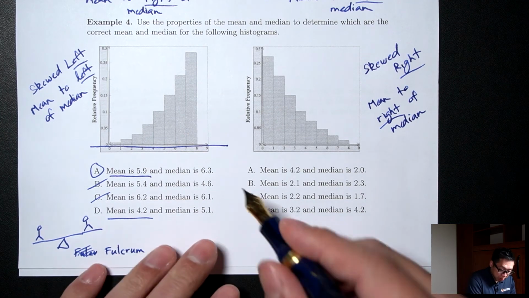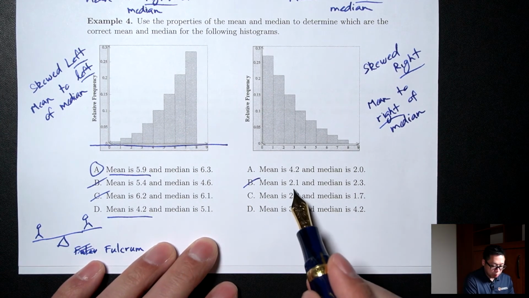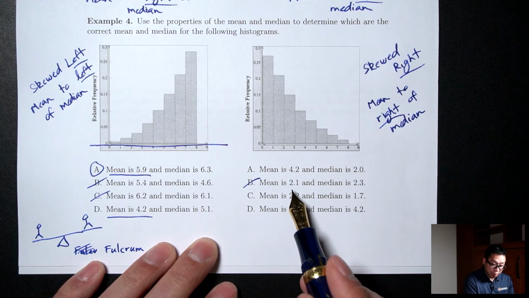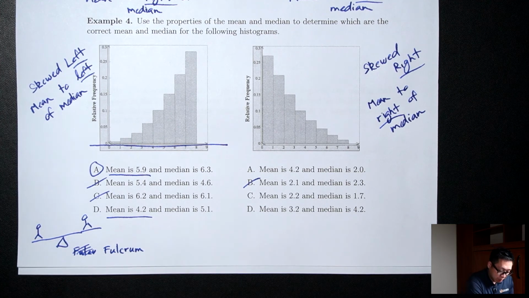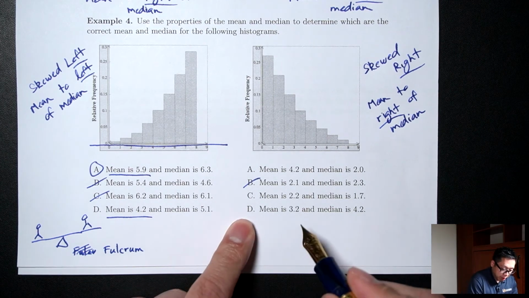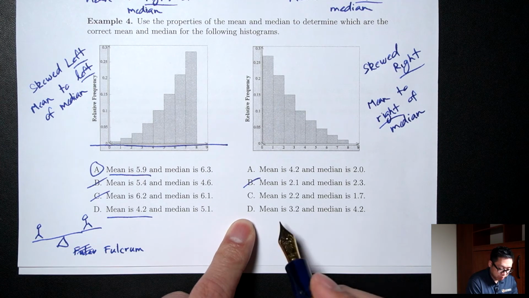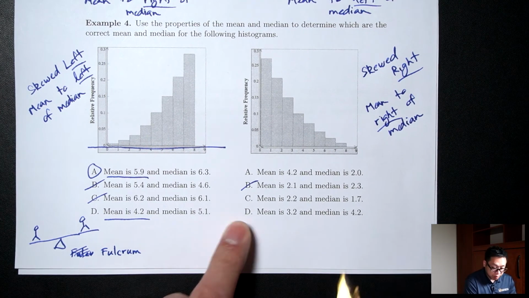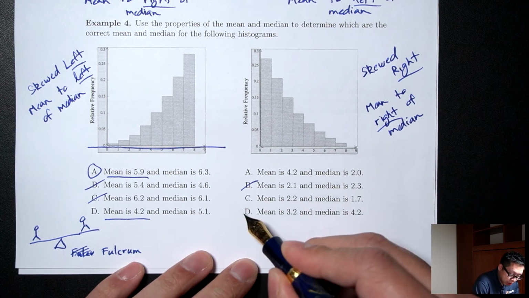I can get rid of B, right? Because B is 2.1, 2.3. The mean is to the left. So B is no good. Which other one can I eliminate? D, right? D, 3.2, 4.2. Mean is 3.2. That would be to the left of the median. I want it to the right. So D is no good.